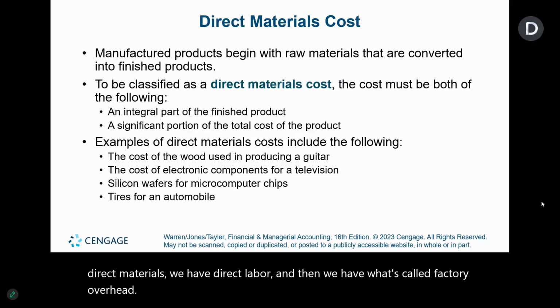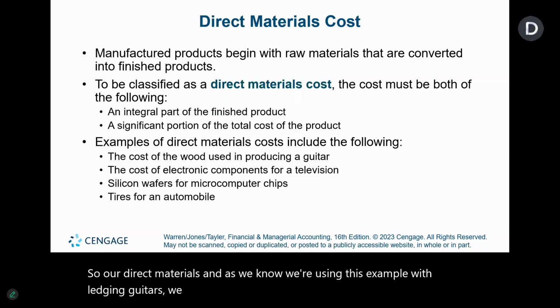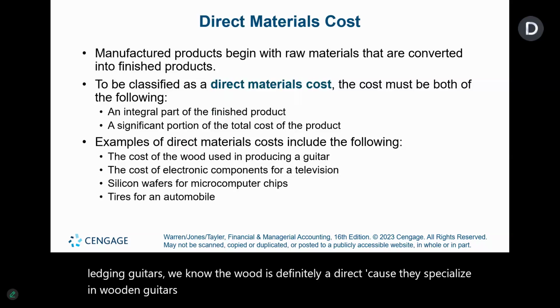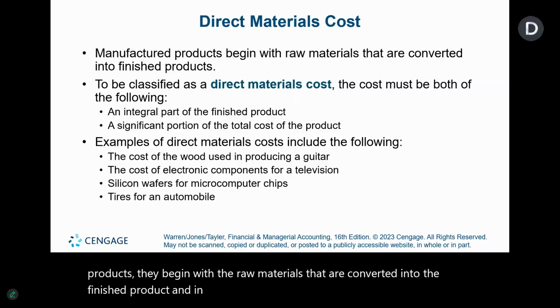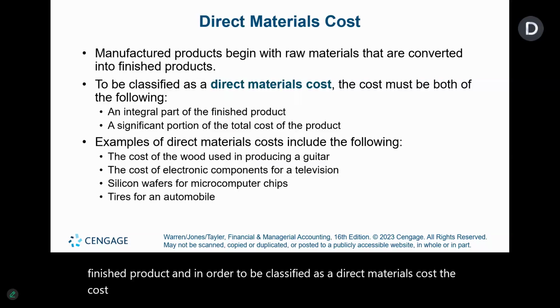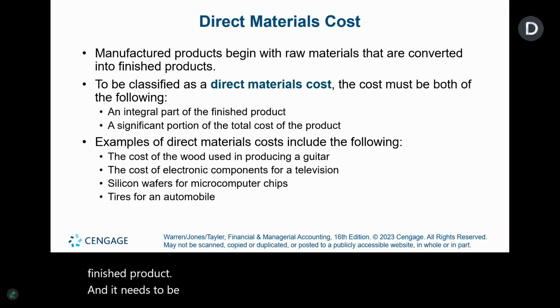So our direct materials, and as we know, we're using this example with Legend Guitars, we know the wood is definitely a direct cost. They specialize in wooden guitars. If there's no wood, there's no guitar. Manufactured products begin with the raw materials that are converted into the finished product. And in order to be classified as a direct materials cost, the cost needs to be both of the following. It needs to be an integral part of the finished product, and it needs to be a significant portion of the total cost of the product.